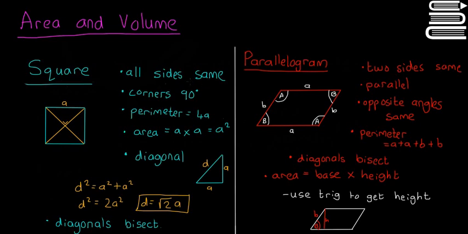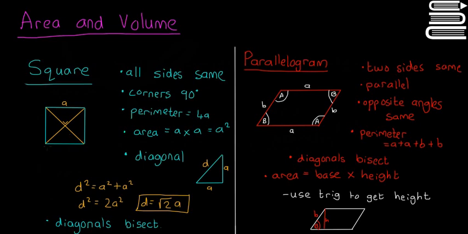So obviously on a square all sides are the same, all the corners are 90 degrees, and the perimeter is just 4 by A. That's if A is one side, it's just 4 times A. You have to add all the different sides together, and that total length is the perimeter. The area is just the length by the width. In this case it's A by A, because every side is the same, so it's going to be A squared. That's the area of this square.